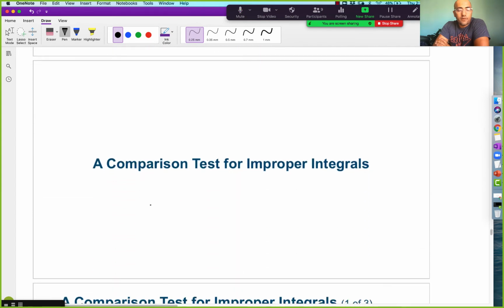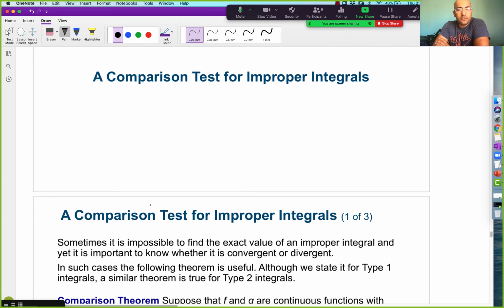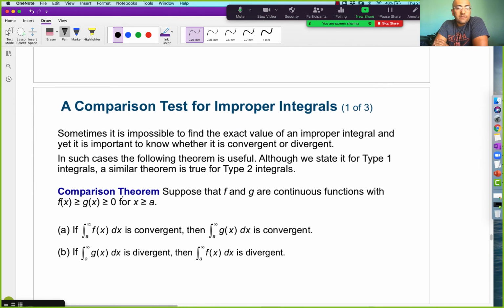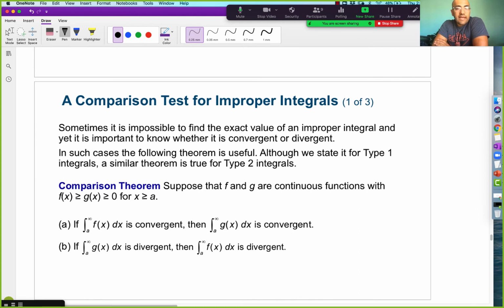All right. Okay, the last concept in this chapter is this idea about the comparison tests for improper integrals. Sometimes it's impossible to find the exact value of an improper integral, and yet it is important to know whether it converges or diverges. In such cases, the following theorem is useful. Although we stated it for type 1 integrals, a similar theorem is true for type 2 integrals.